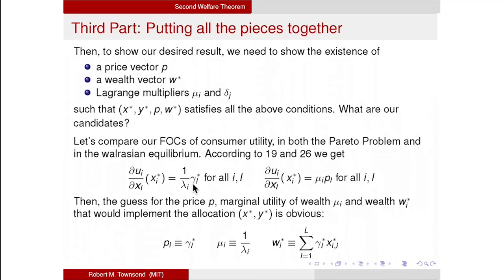So let's guess that the price that we want is gamma, the Lagrange multiplier on the resource constraint for good L, P_L equal gamma_L. And let's guess that the mu that we want to find is simply 1 over lambda I. That's down here summarized at the bottom. And the final guess would be that the wealth allocation that we need in the Pareto optimal allocation is just evaluation of expenditures at that Pareto optimal allocation. I use my words carefully here. The valuation, though, is at the shadow prices, gamma_L.